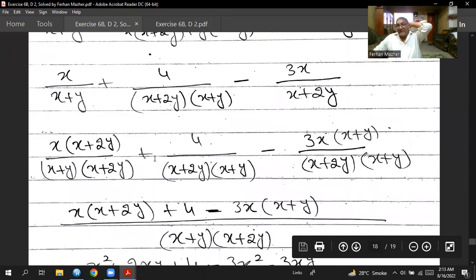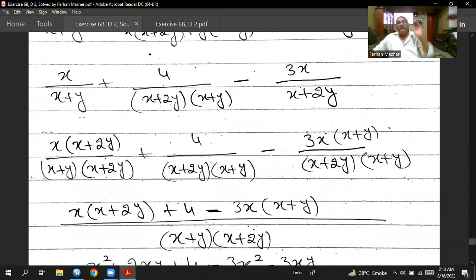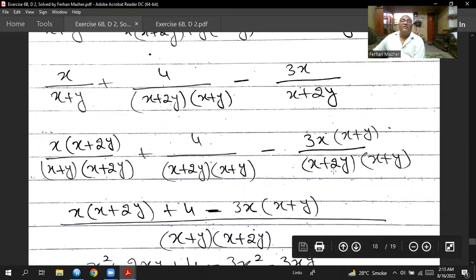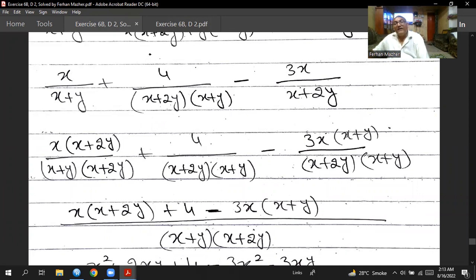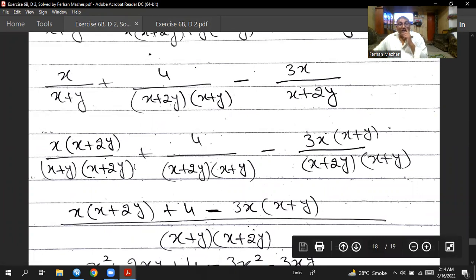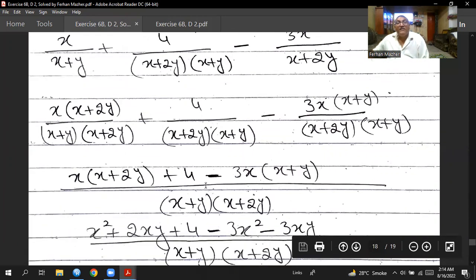So now you can see if you want to make the denominator same, so this should be multiplied with the x plus 2y upstairs, downstairs, and this should be multiplied with the x plus y upstairs and downstairs. Then they all will have the same denominator. So here you can see x bracket x plus 2y, and here you can see 3x bracket x plus 1. So the denominators are same, so I can write a single fraction here. And in that single fraction, I will write the denominator as x plus y in one bracket, and another bracket in which I will write x plus 2y.